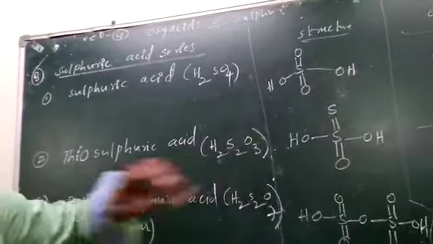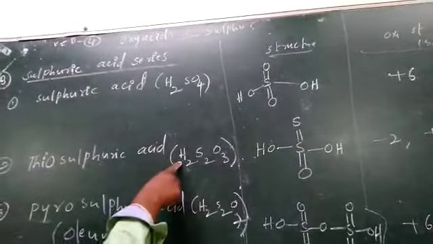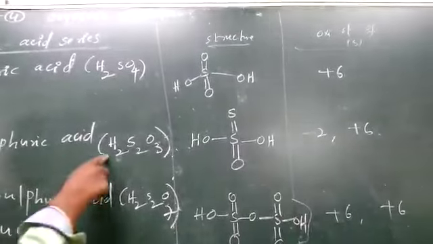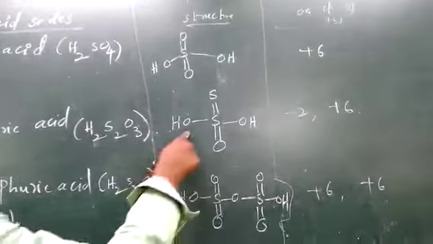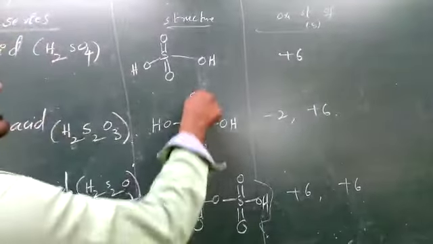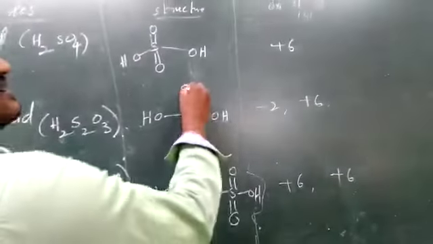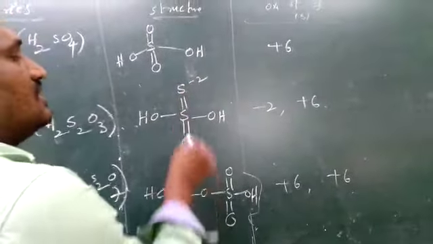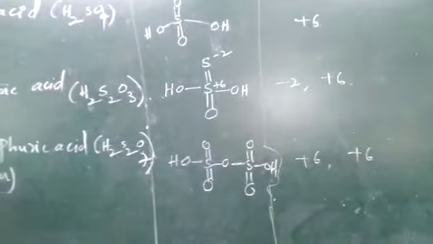Next is thiosulfuric acid, H2S2O3. If the hydrogens are displaced by sodium, Na2S2O3, that is called hypo. This is thiosulfuric acid. The structure is this. Here there are two OH groups, so the basicity is 2. An S double bond S link is there, and an S double bond O. The ending sulfur is -2 and the middle sulfur is in +6 oxidation state.